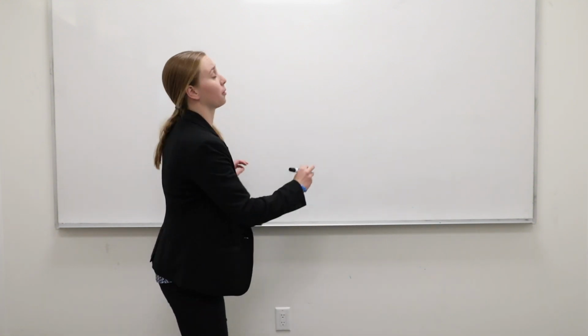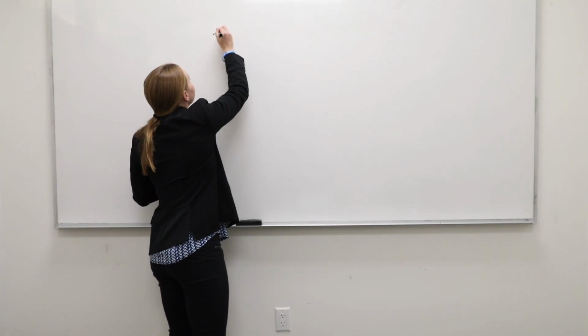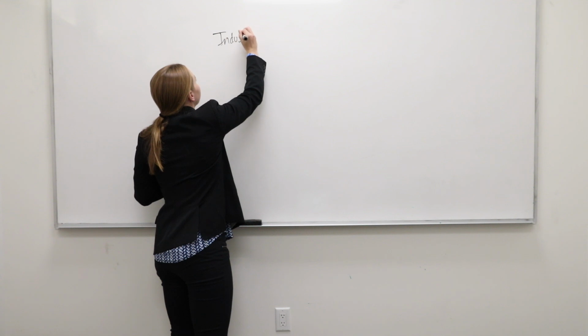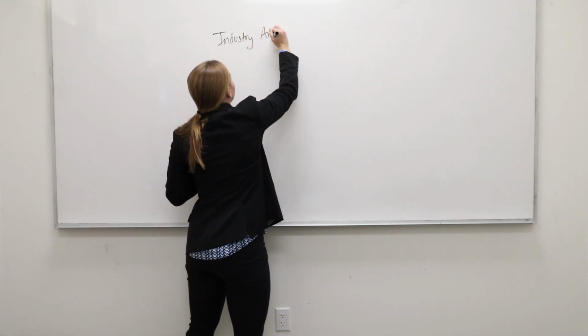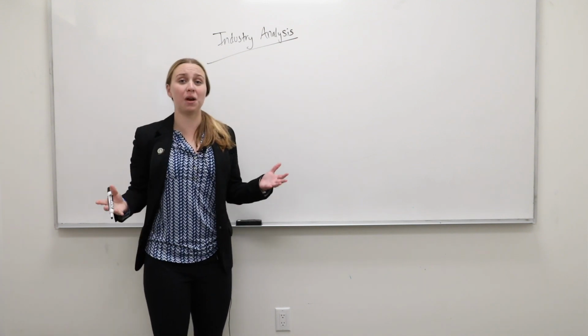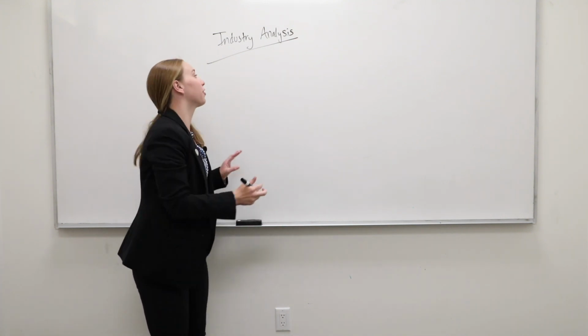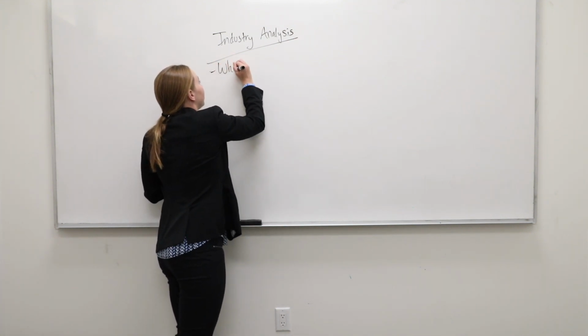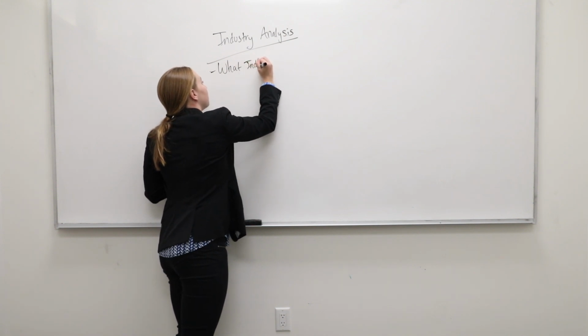So now that we've looked at it from a customer scale, let's bring it up a little bit. Let's take a look at whole companies. And so what industry does your company operate in? So this section is industry analysis. So you're going to do exactly what it says. You're going to figure out what industry it is that your company operates in.